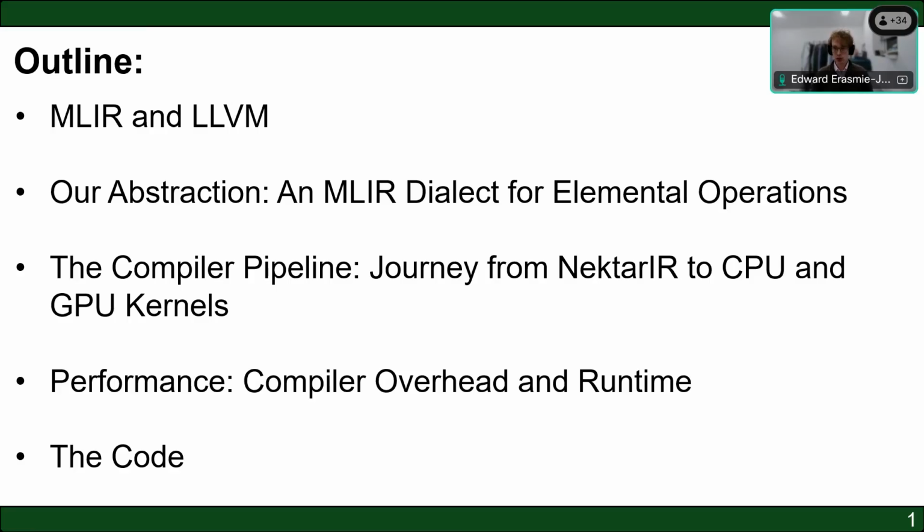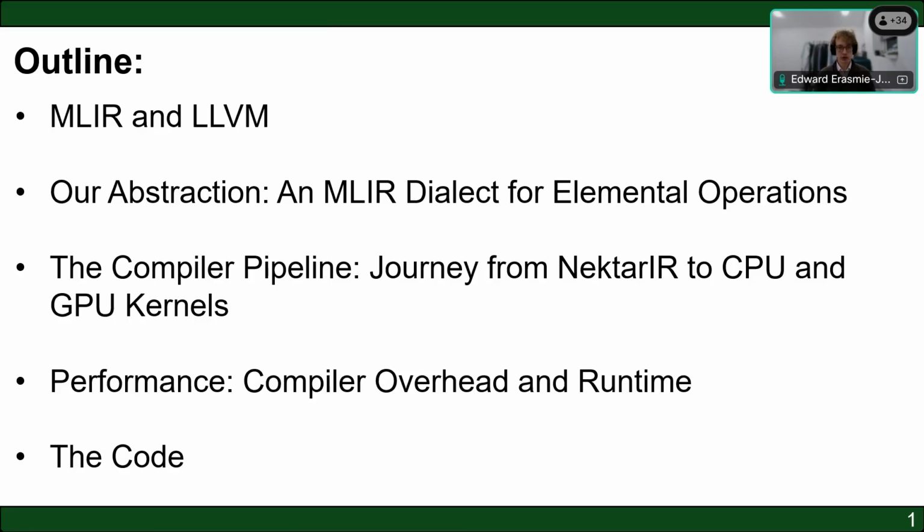Then I'll highlight the compiler pipeline. So how do we go from these kernels in our IR to CPU and GPU just-in-time compiled kernels, and the pipeline through MLIR and LLVM that we use to achieve this. Then I'll briefly look at some performance, including a runtime comparison between our NektarIR kernels and the Nektar++ redesign kernels, as well as the overhead that our abstraction introduces when we compile these kernels. And finally, I'll briefly mention the state of the code and perhaps indicate where to go if someone's interested.